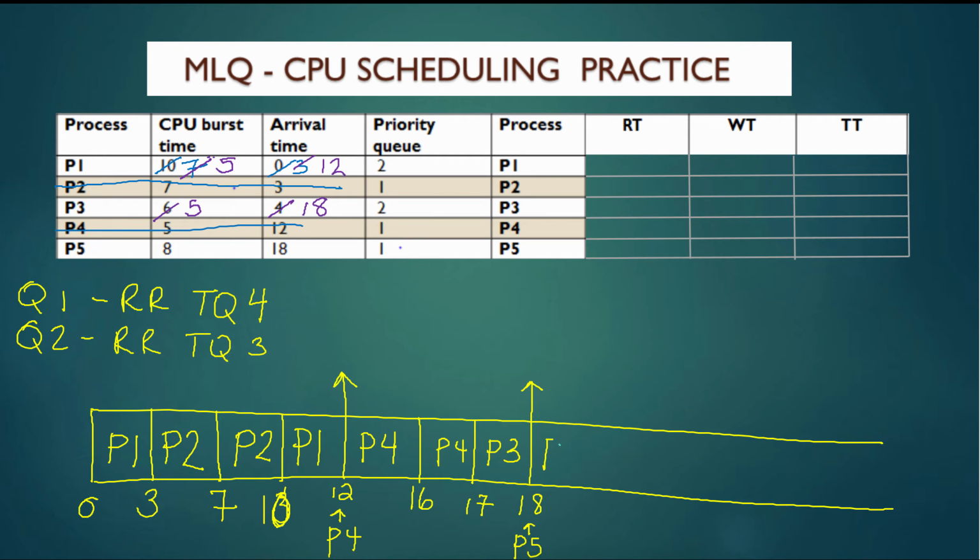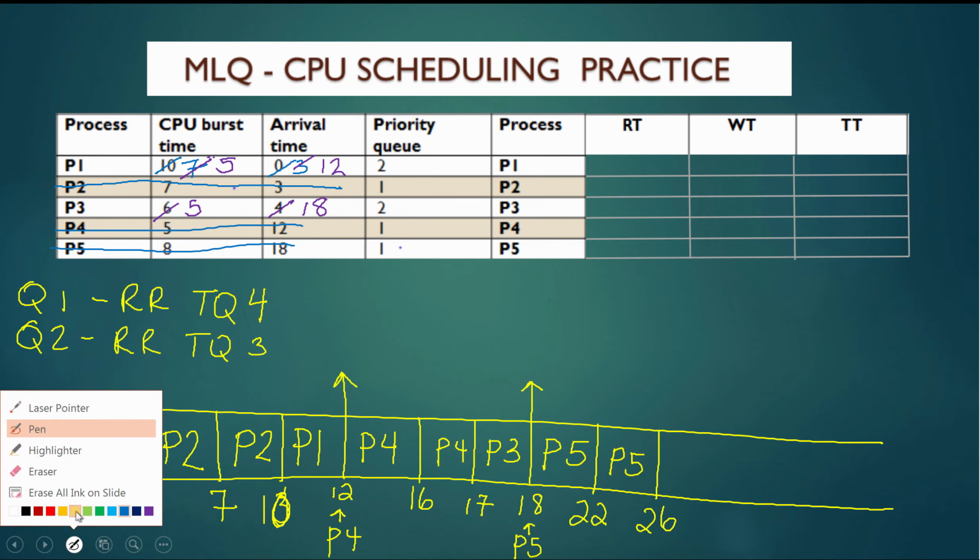So we will run P5, and P5 gets 4 time units, so it will go until time 22. And since at time 22 there are no other level 1 processes in the ready queue, P5 will continue and will finish execution at time 26. And now we have only 2 processes left in the ready queue. We have P1 and P3, and let's mark off P5 so we can indicate it's completed its execution.